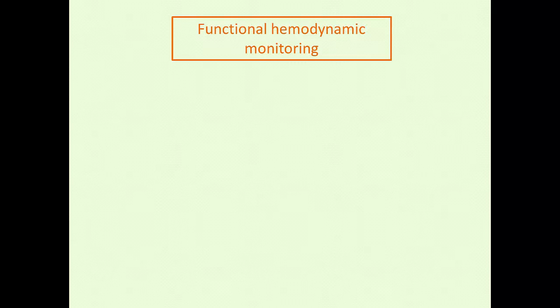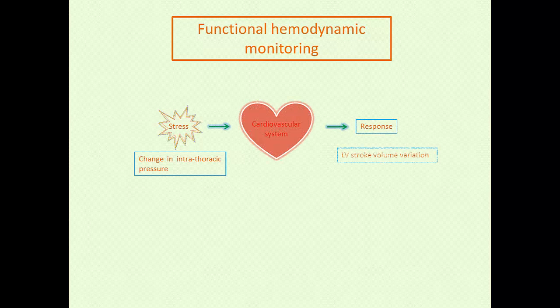So how do we determine, or how do we assay, the patient's preload reserve? That is, how much more preload can they tolerate with an increase in their forward flow? We do this via a phenomenon that I think was coined by Mike Pinsky, and that is functional hemodynamic monitoring. So we apply some stress to the cardiovascular system, and in many cases it's a change in intrathoracic pressure, and then what we measure is a response.